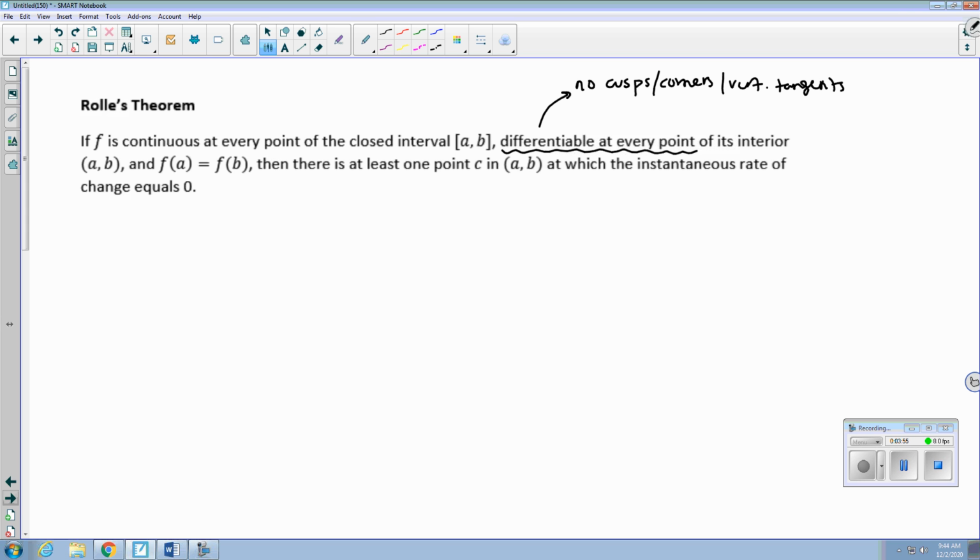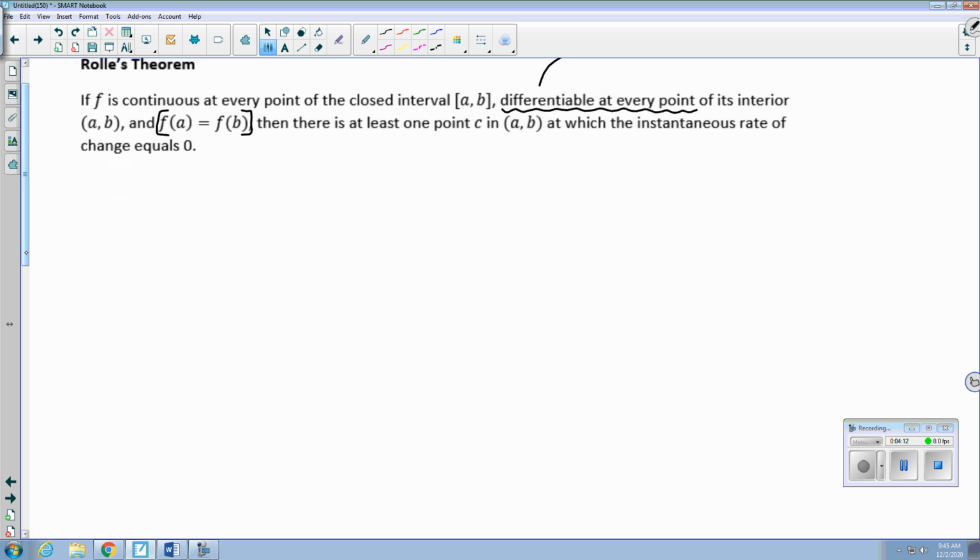Then the other thing is f of a equals f of b, which means the outputs at the endpoints of the interval are the same. Then we know that we have one point inside of that where the instantaneous rate of change equals 0. And visually, the instantaneous rate of change represents the slope of a tangent line. And if the slope of my tangent line equals 0, I will be able to find a horizontal tangent on this function at some point between a and b. So a horizontal tangent exists.